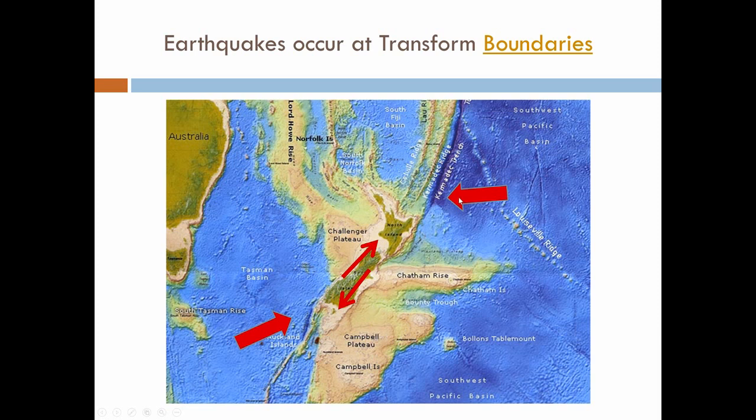Because these aren't going straight towards each other, we actually get movement in the New Zealand South Island. And it's called the Alpine Fault.